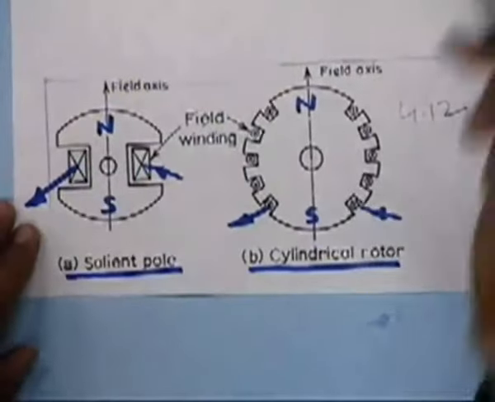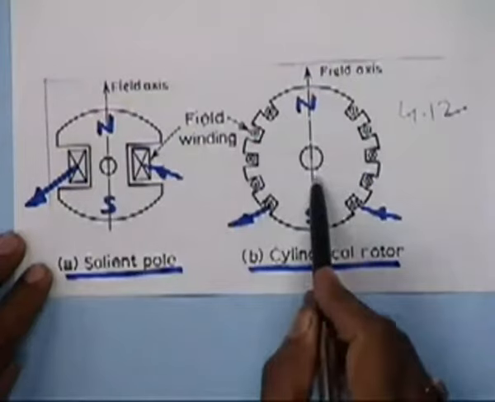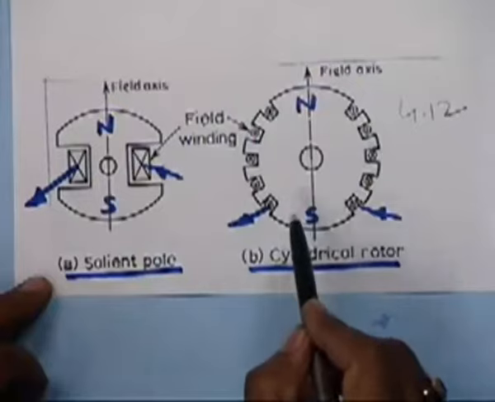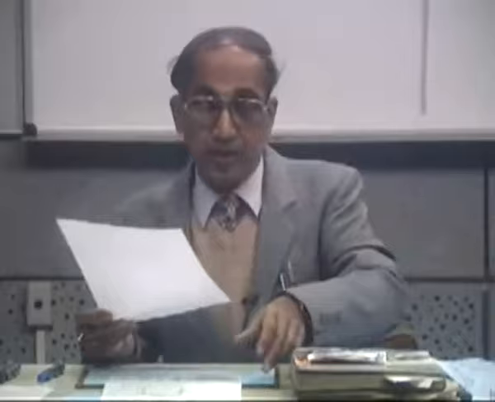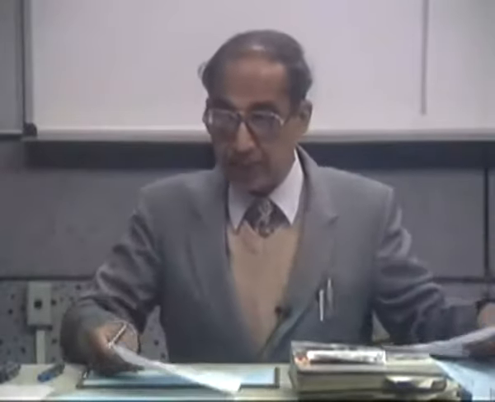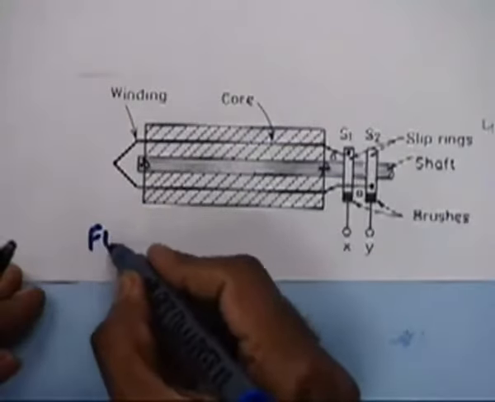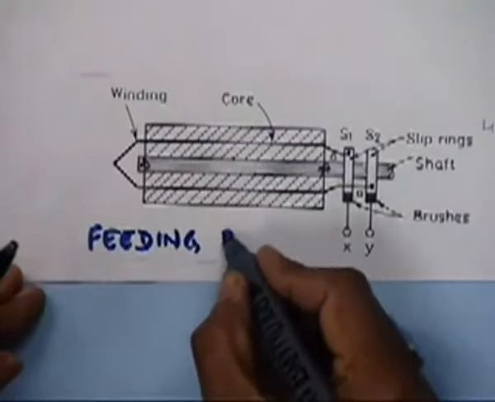And often we should know how these are all rotating. The machines are rotating and you have to feed current into them. Now in general, in most of the synchronous machines, you feed the current through a slip ring and brush arrangement. Okay. So this is the arrangement of feeding current to rotor.